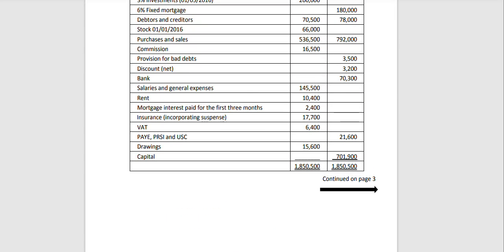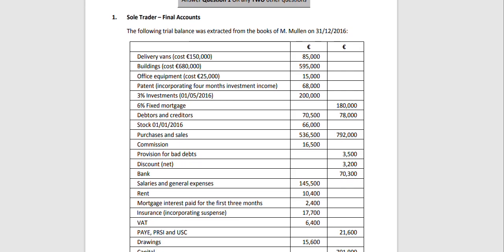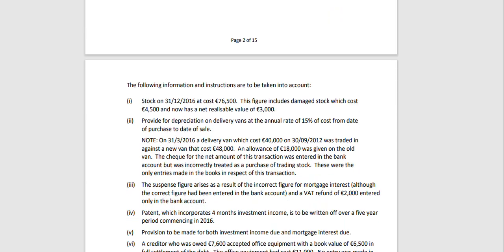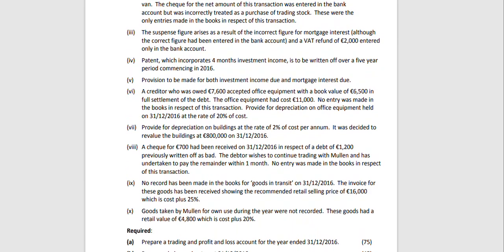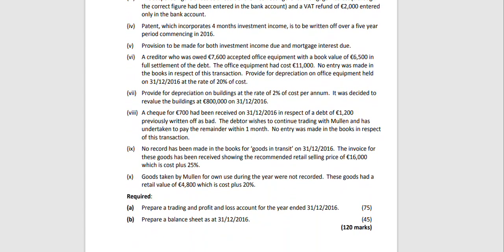So I have the question on the screen. That's what it looks like. Sole trader of M. Mullen, trial balance extracted from the books of M. Mullen on the 31st of the 12th, 2016. And then we are given the trial balance. After the trial balance, in this case, we are given 10 notes, which we are going to have to do. From 1 to 10, I'm going to go through them in order.